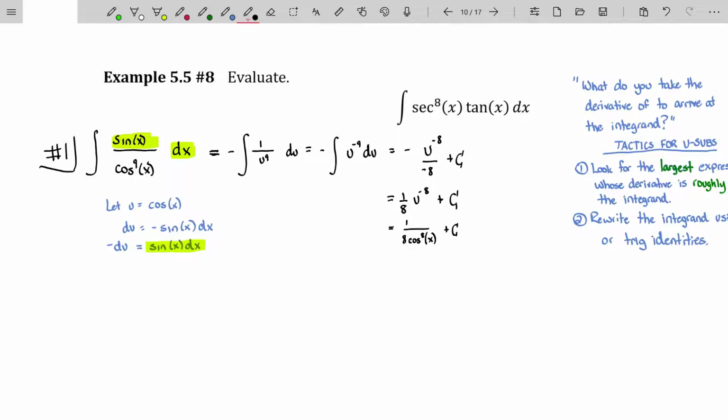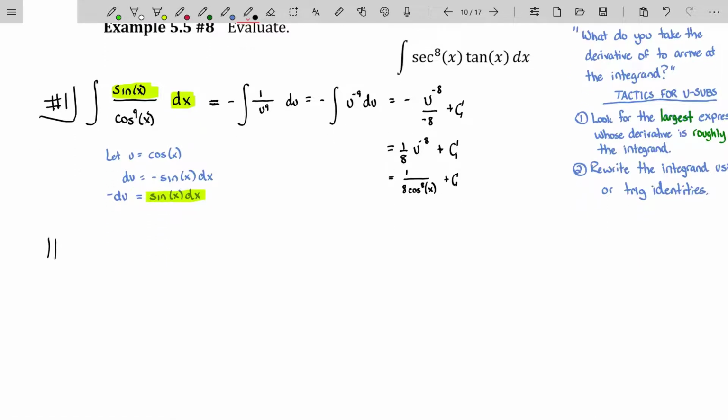The next 2 ways that I'm going to showcase are competing ways that you would do this in a Calc 2 course. The first way, or I should say the second way since I'm already labeling it that, starting again with the integral of secant to the 8th of x times the tangent of x, is to say I'm going to let u equal tangent.